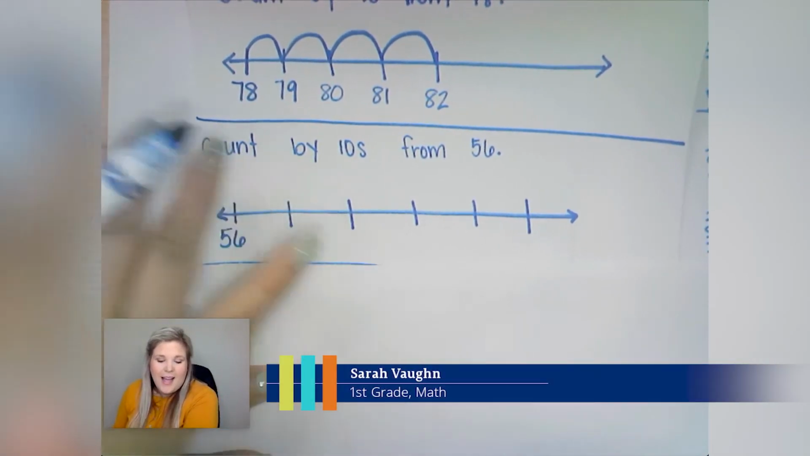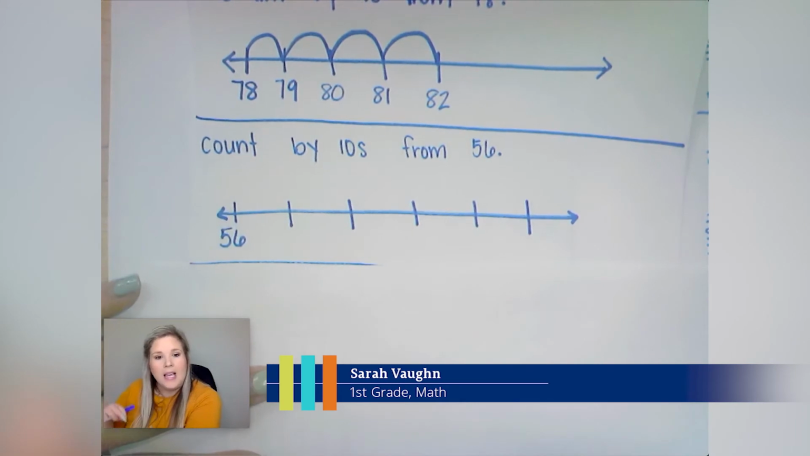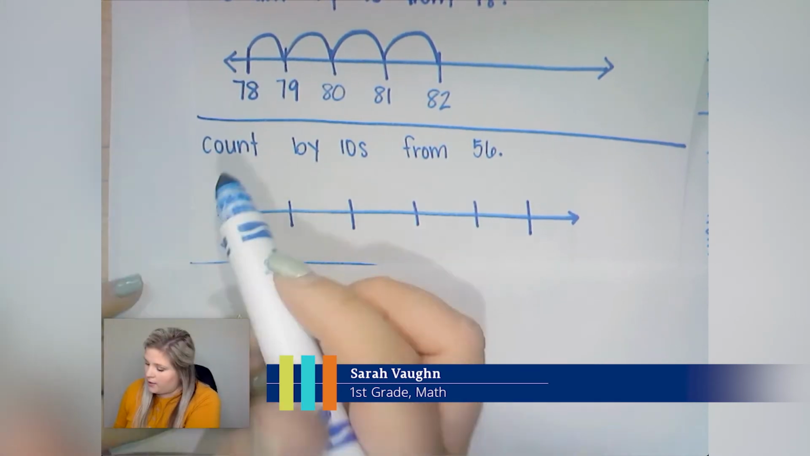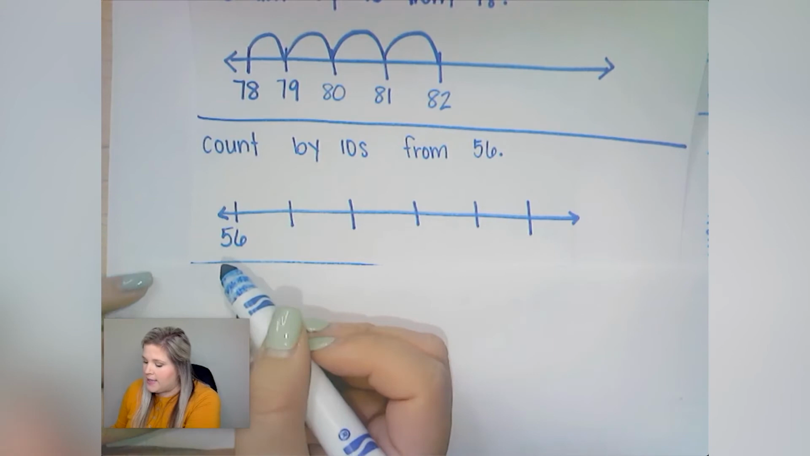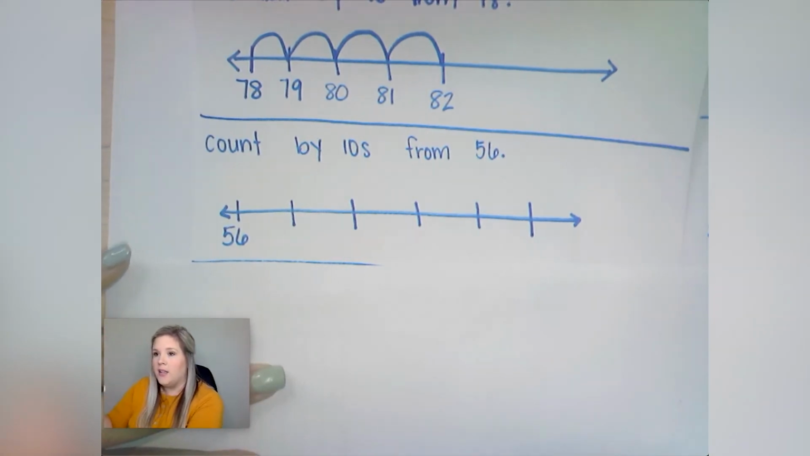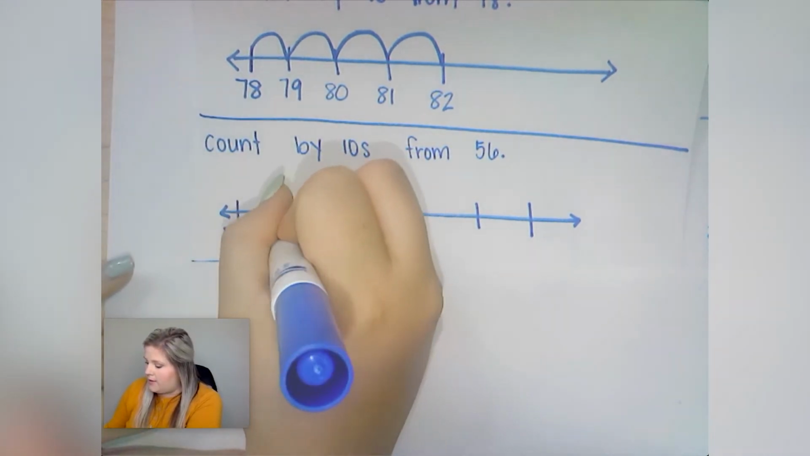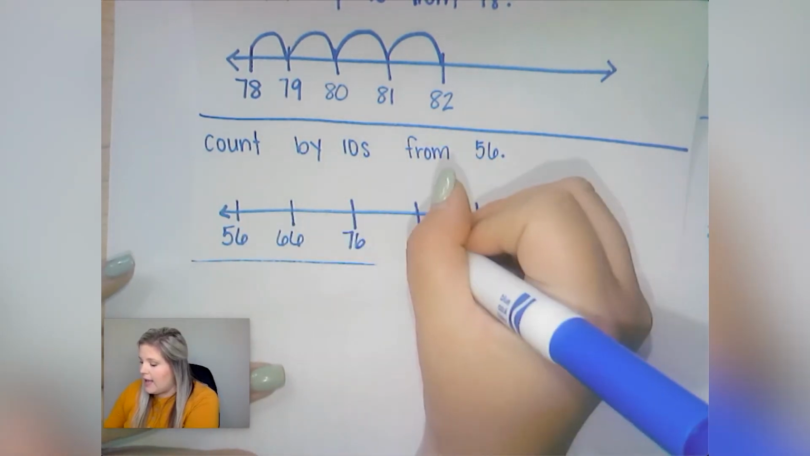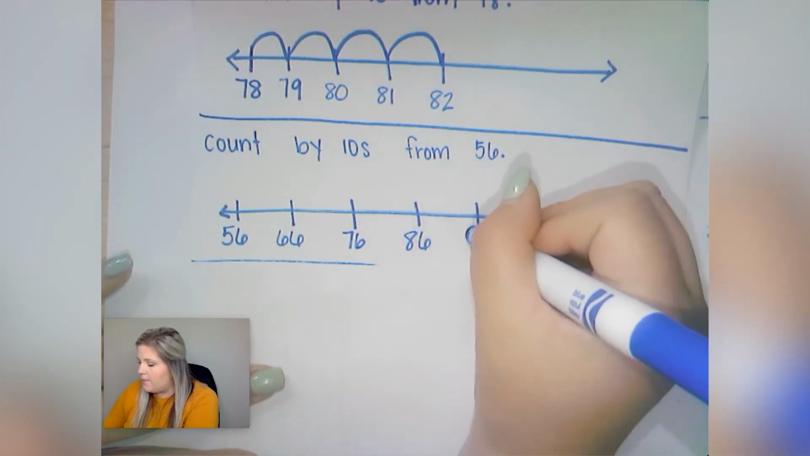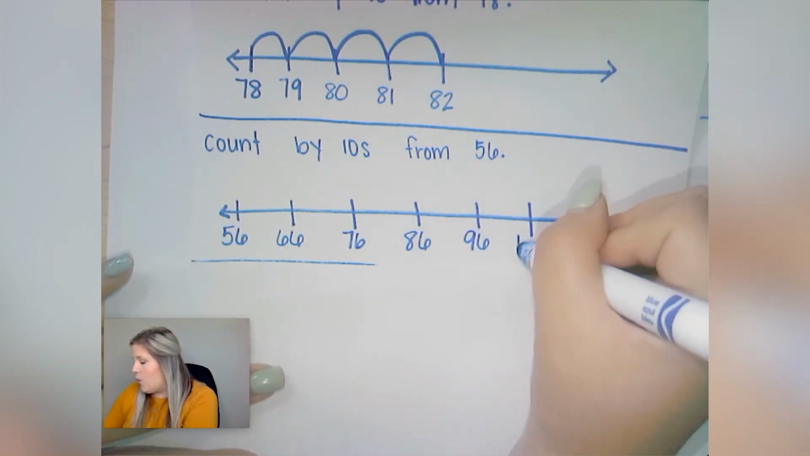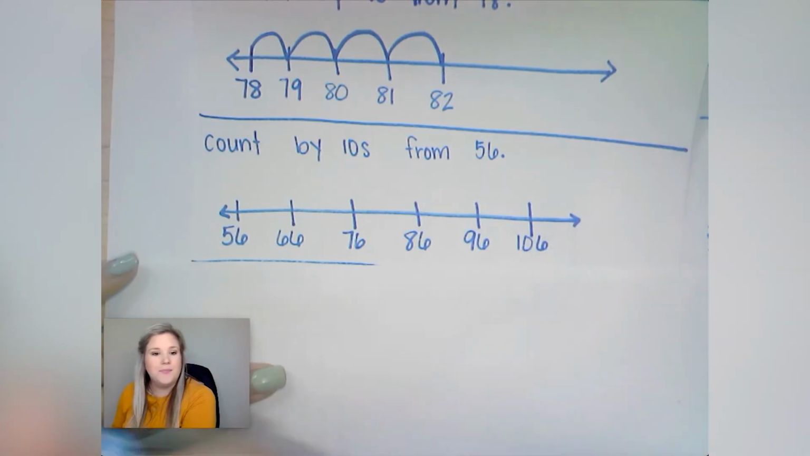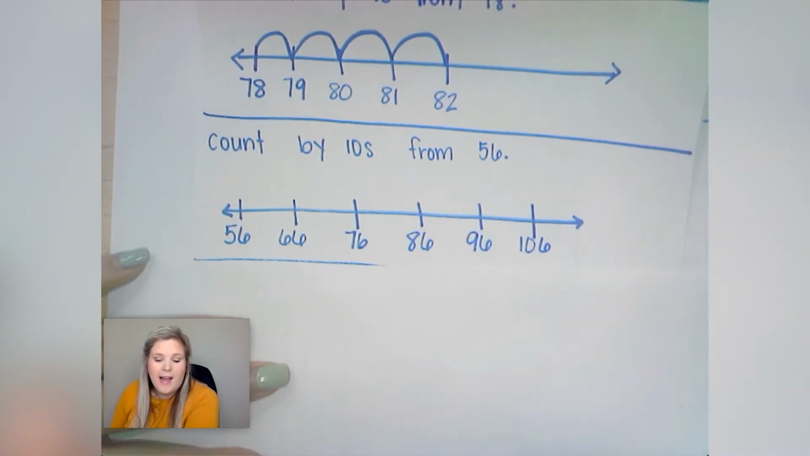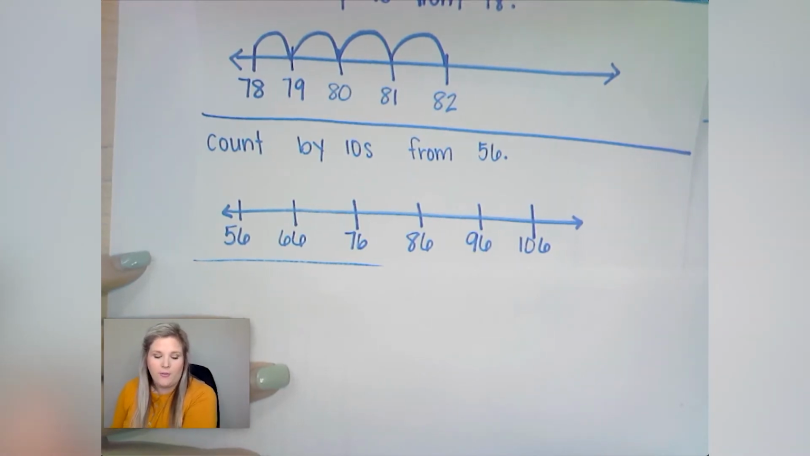All right. I'm going to now label my counting marks. So if I'm counting by tens, I know that 56, 66, 76, 86, 96, 106. I labeled my counting marks on my number line with the numbers that I just counted out loud.